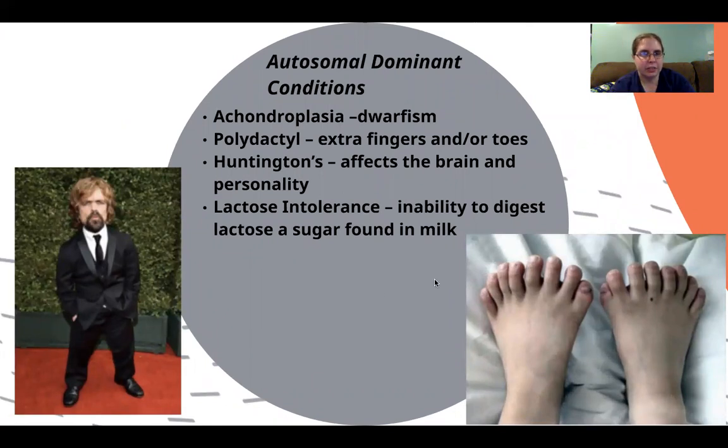We have achondroplasia, like Peter Dinklage here on the left-hand side, also known as dwarfism. Polydactyly, which is when there are extra fingers or toes, for instance this individual here who has 1, 2, 3, 4, 5, 6, 7, 8 digits on each foot. Huntington's disease, which affects the brain and personality. It also affects motor function and cognitive ability. Lactose intolerance is the inability to digest lactose, which is a sugar found in milk.